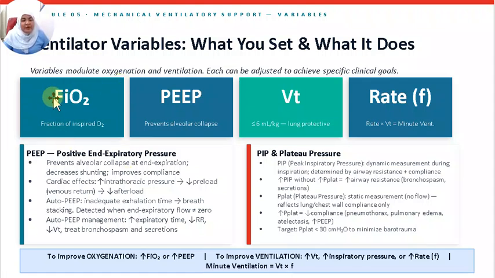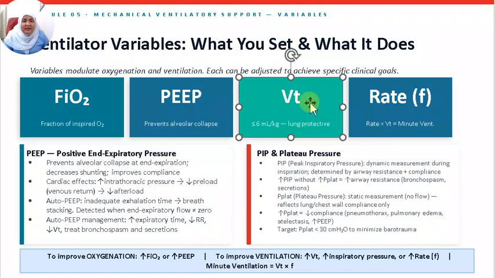So the goal is for the FiO2 to be titrated so that we reach the SpO2 required, which is greater than 94%. Next is the PEEP, or the positive end expiratory pressure. It holds the alveoli open. So with too much PEEP, there will be a decreased cardiac output, which is not good. And with too low PEEP, there will be alveolar collapse.